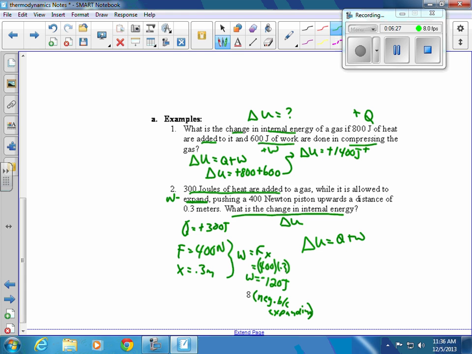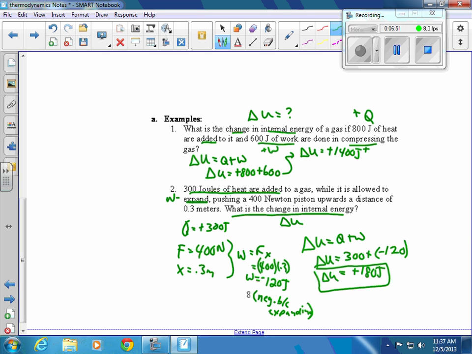Okay, now I will plug that into my equation. So delta U is Q, which was 300, plus W, which was negative 120, and altogether I get delta U is plus 180 joules. So what's happening here? Altogether it's heating up. It's gaining 180 joules of internal energy. That's going to make it hotter.